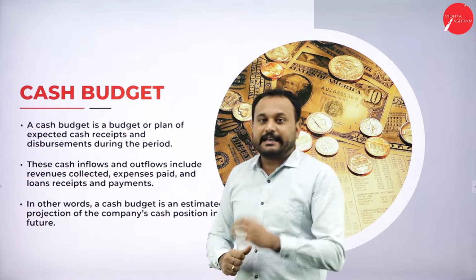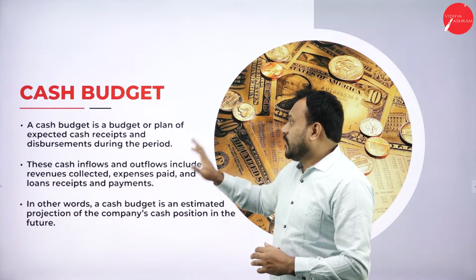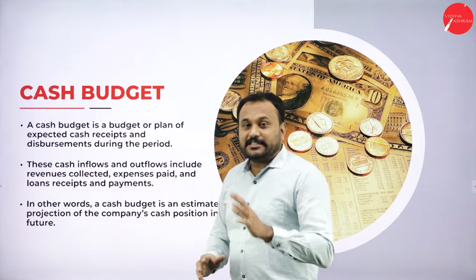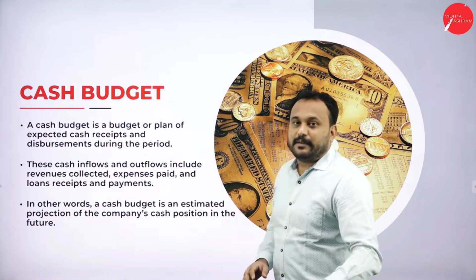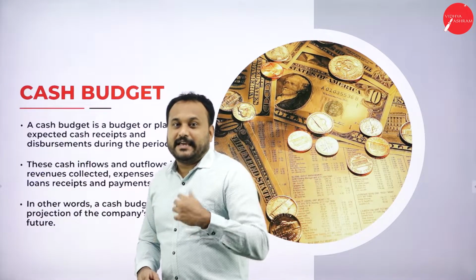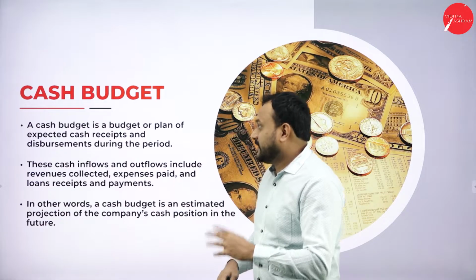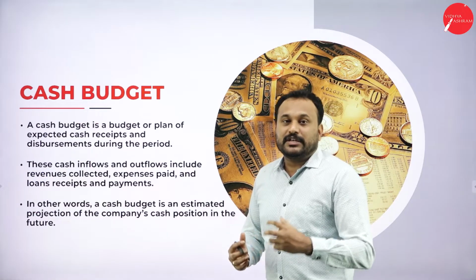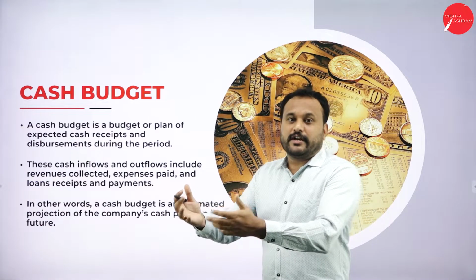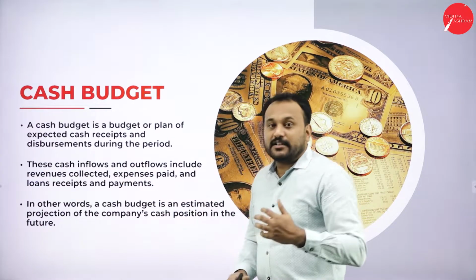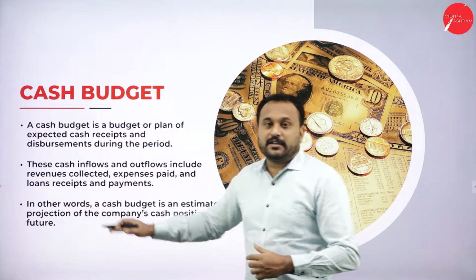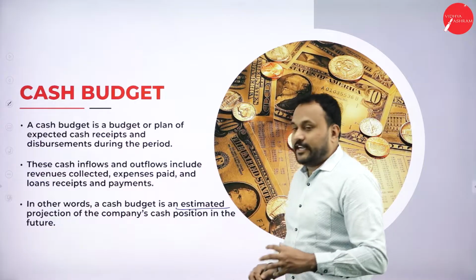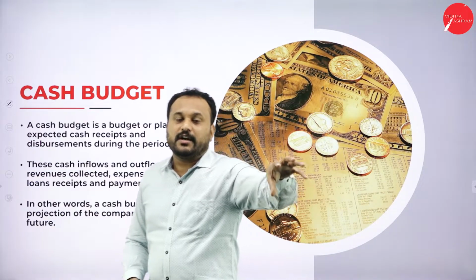The first one here is that a cash budget is a budget or plan of expected cash receipts and disbursements during the period. So at that particular point of time, what are my receipts and what are my expenses? That is what I should understand. The second one is that cash inflow and outflow include revenue. Revenue is your inflow and expenses are your outflow. The last one you need to know about cash budget theoretically is, in other words, a cash budget is an estimated projection, that is, what is going to happen in the future.